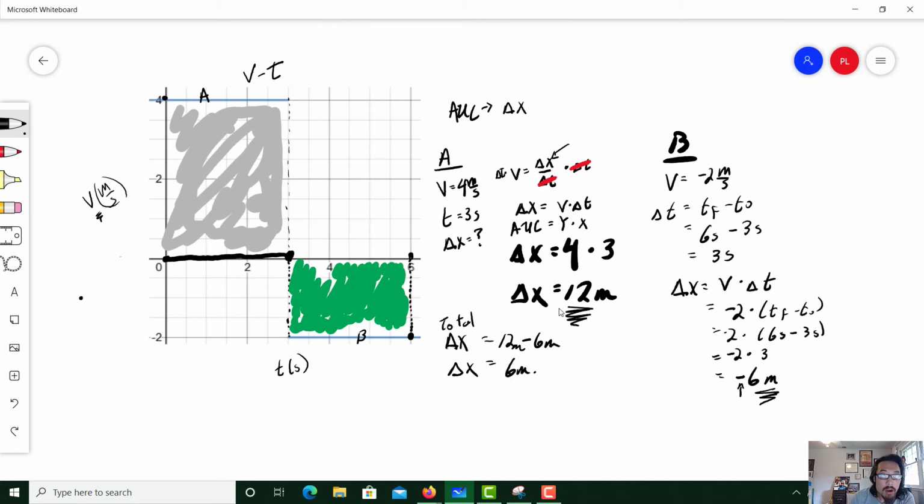Area under the curve and slope, we will be going over that a lot more. But tune in next time, we're going to add acceleration to the mix.